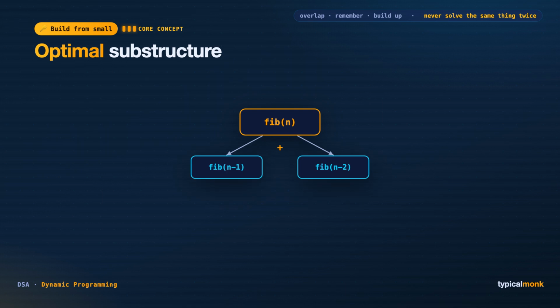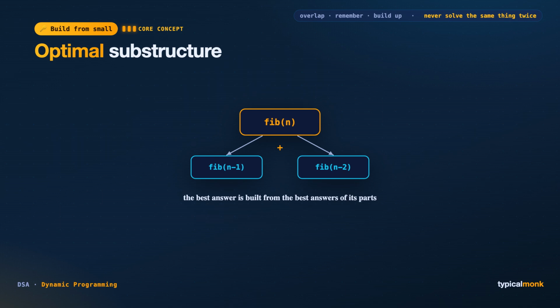Fibonacci has this. Fibonacci of n is defined directly as Fibonacci of n-1 plus Fibonacci of n-2. The answer to the bigger problem is literally built from the answers to the two smaller ones. Many optimization problems share this structure. Consider finding the cheapest path somewhere. The cheapest path to your destination is built from the cheapest path to the place just before it. Because the whole is composed of optimal paths, you can solve the paths and assemble upward with confidence that you are getting the true best answer.